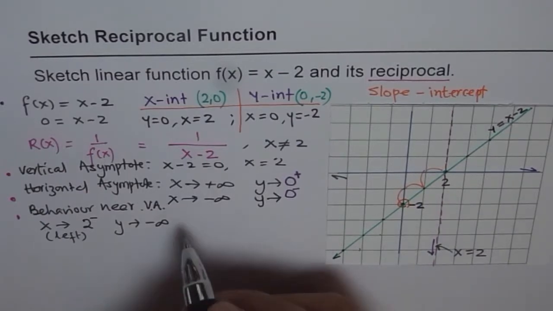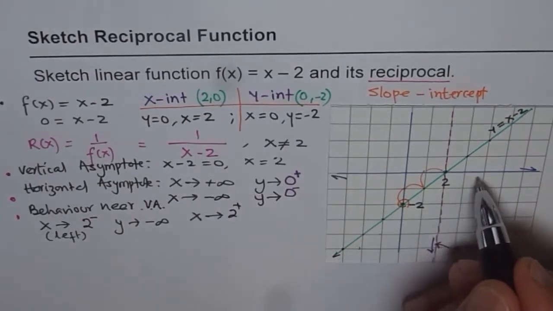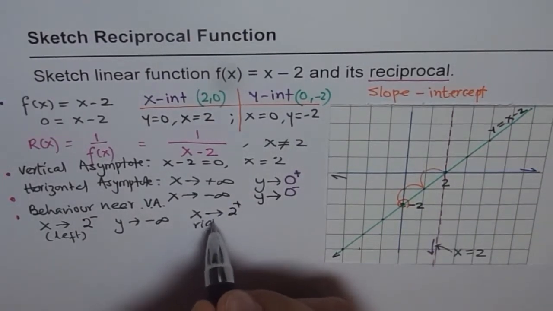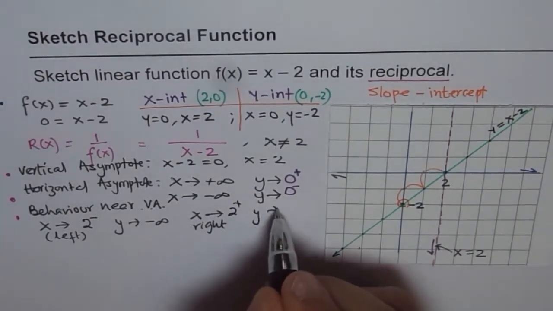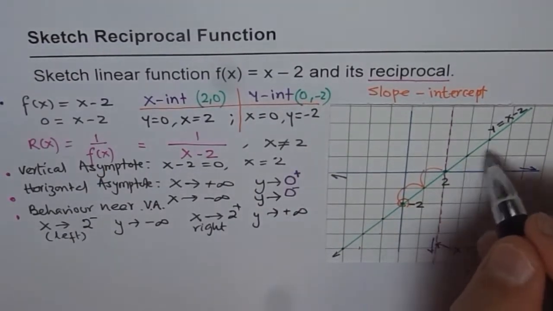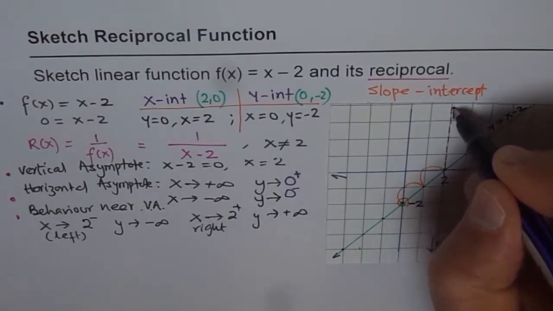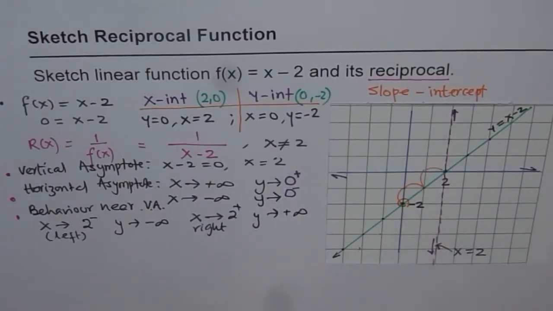Similarly, if you consider x approaching 2 from the positive side, that means from the right side, then y is approaching infinity, but towards the positive infinity side, because as x approaches a positive value, the function f of x is positive, and therefore it approaches positive infinity. So that shows the behavior near the vertical asymptotes.